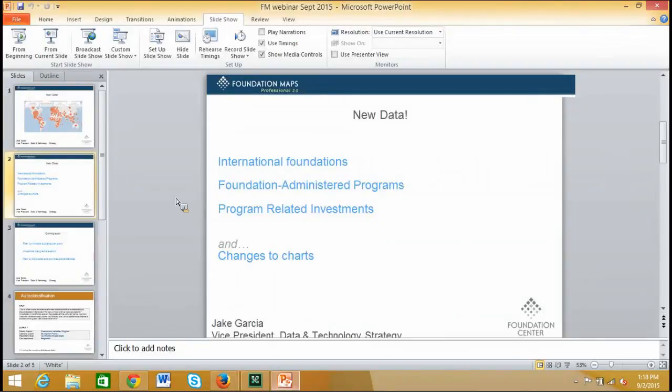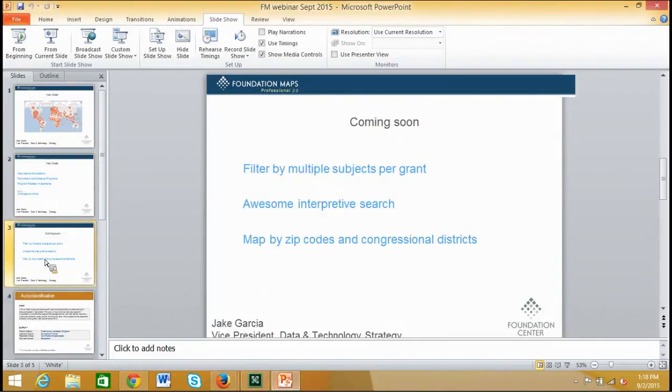Let me talk quickly about some of the exciting stuff that's coming soon. Some of these changes are relatively minor, but useful. There's a couple of things that are coming soon that I think are going to be really big leaps forward for Foundation Maps and just for the Foundation Center generally.